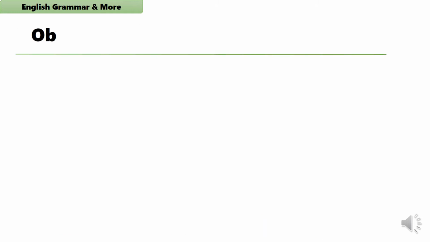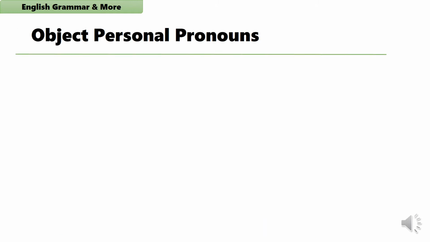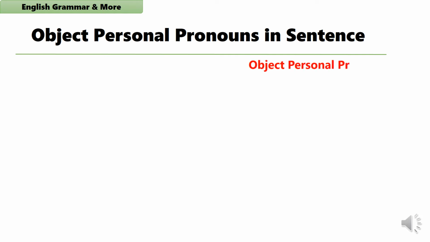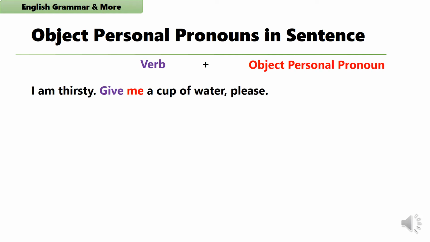When it comes to the place of object personal pronouns in a sentence, you have to note that they always come after the verb. For example, I am thirsty. Give me a cup of water, please. Here, me is the object personal pronoun, and as you can see, it comes right after the verb, which is give. Another example would be, you are new here, I'll show you around. Here, you is the object personal pronoun, and it comes right after the verb, which is show.